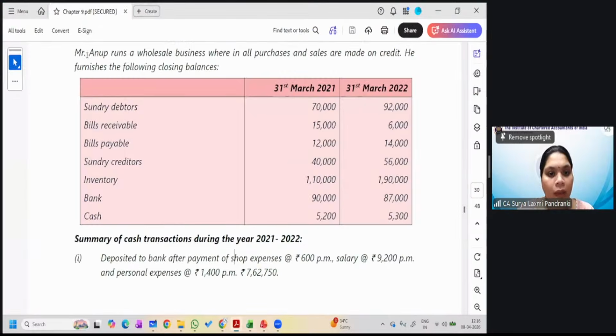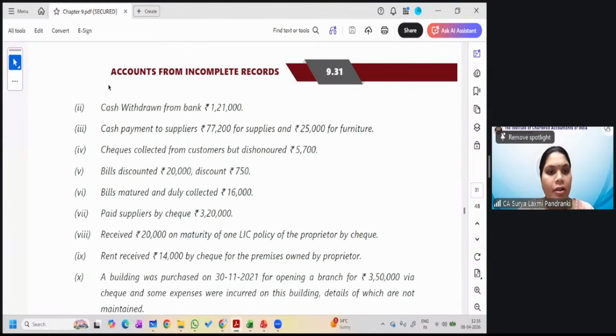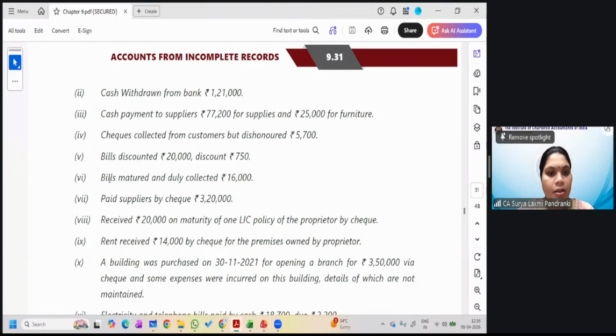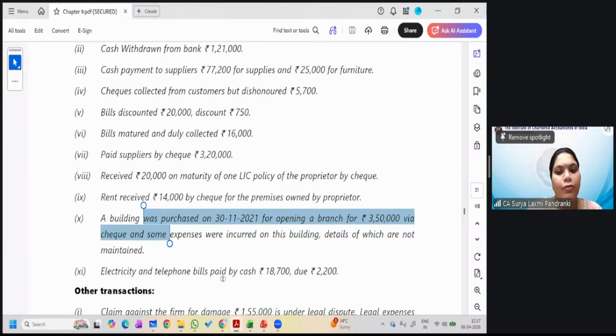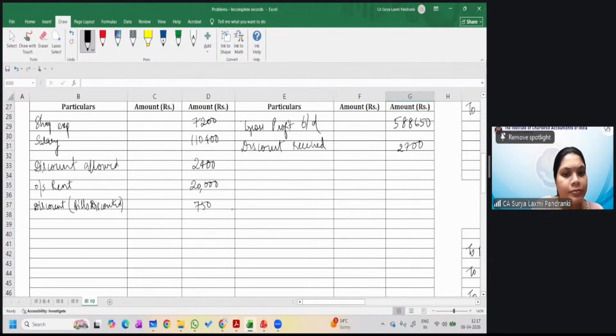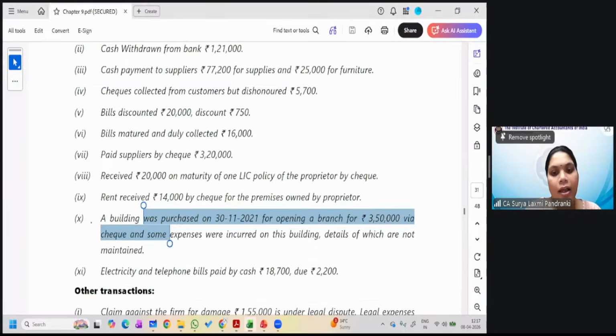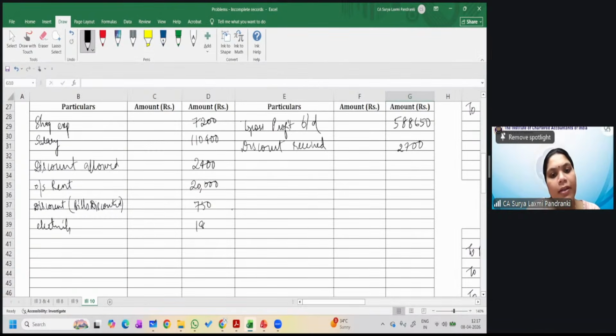Okay. Then drawings will not come here anyway, so I'm not taking that. Cash withdrawn will not come. Suppliers, discounts, checks dishonored, these are done. Then receipt, building. I think this will come. Electricity and telephone. Electricity, 18,700 will be your amount.